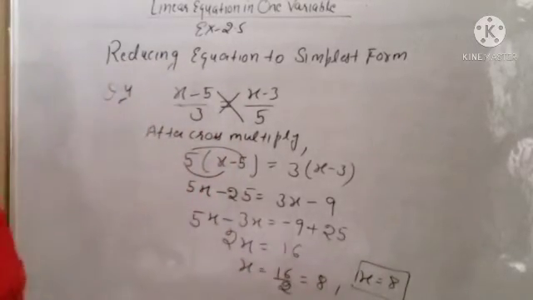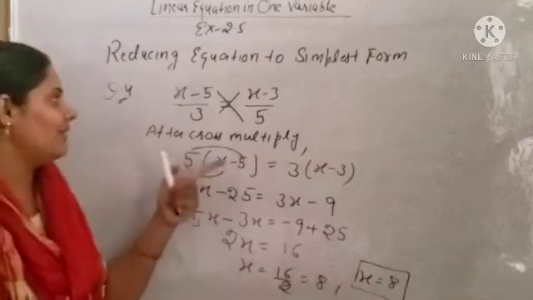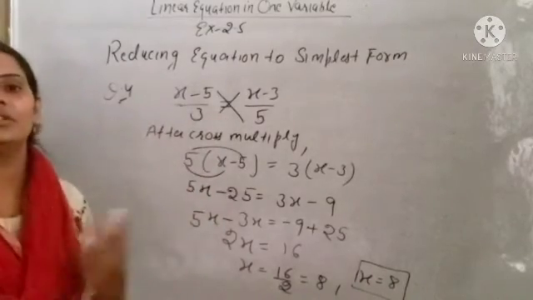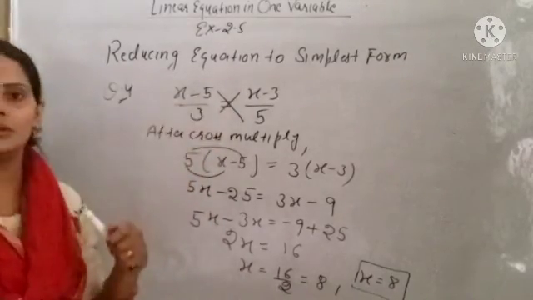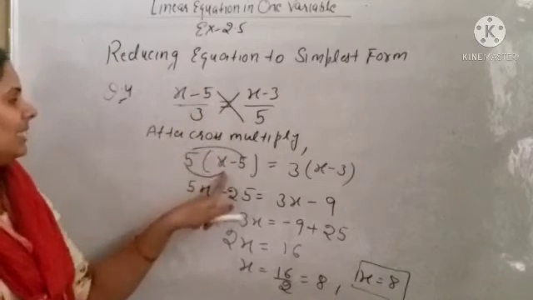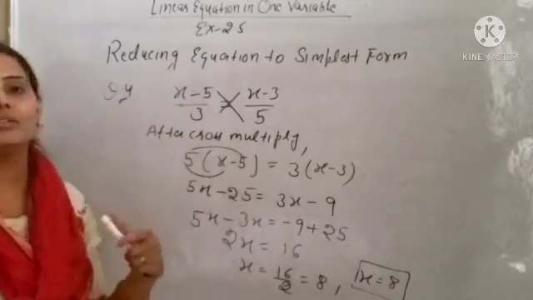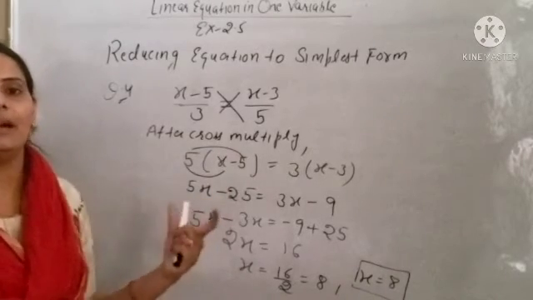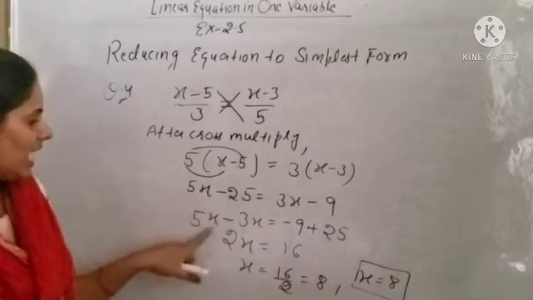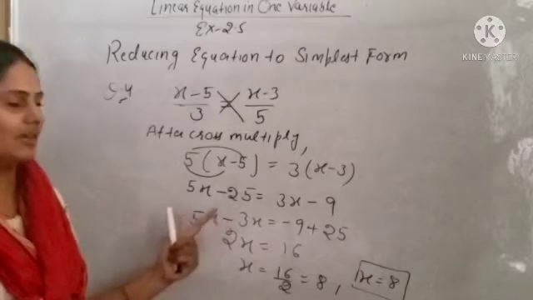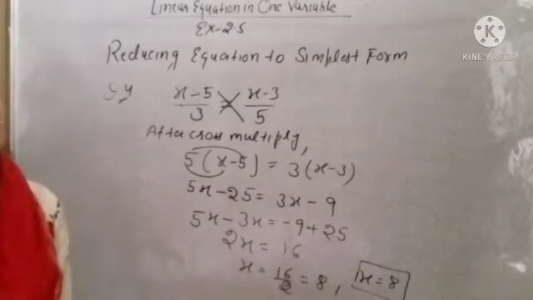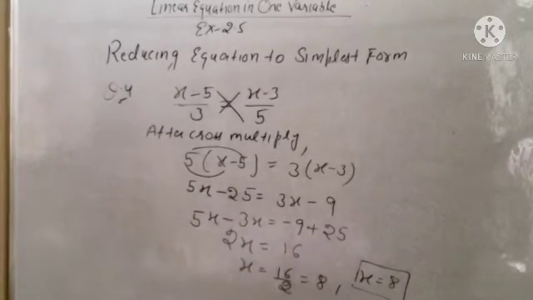Is it clear? Clear, beta? So simple first step: this type of equation is given, so how will you solve? By doing the cross multiplication. When you do the cross multiplication, you will get this type of equation. So how will you solve it? You will open the bracket by using the distributive property. After that, put variable values one side, constant values one side, and find out the value of the variable. In this question, the variable is x. So what is the value of x? You can say it will be 8. Clear?